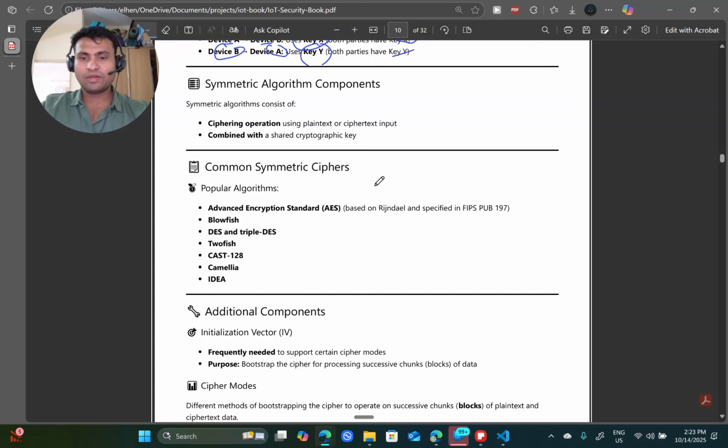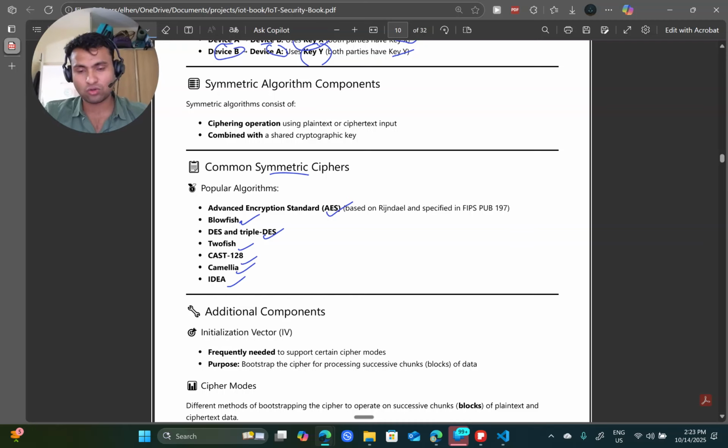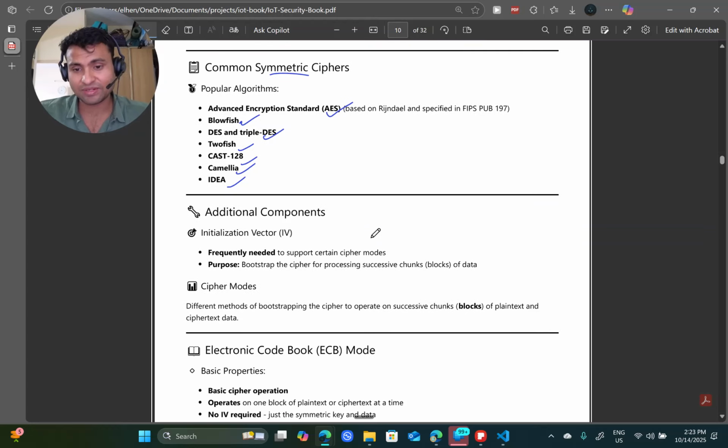There are popular algorithms for symmetric ciphers, including the Advanced Encryption Standard, AES, then there is Blowfish, then DES and triple DES, then Twofish, CAST-128, Camellia, and IDEA. All these are the algorithms. We will not go into much of the mathematical details of AES and DES, because that is an entire course in itself. We have to understand from a broad perspective what requirements there are in the IoT world for implementing the symmetric key algorithms.